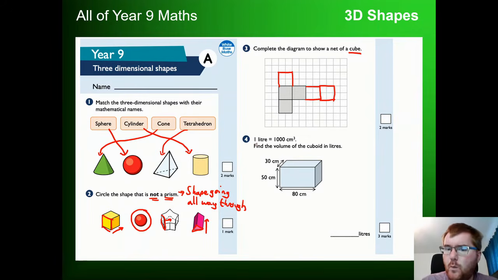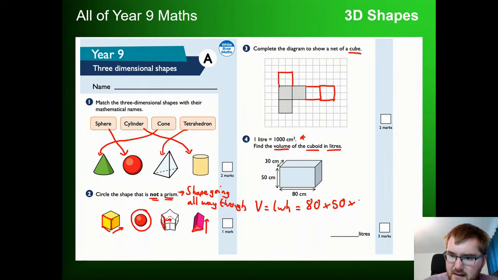Question 4. So 1 litre is equal to 1,000 cubic centimetres. So keep that in mind. I'm giving you that for a reason. And we need to find the volume of the cuboid in litres. So we're going to need to convert at the end. Now, to find the volume of a shape, it's one of the easiest formulas to remember. It's just length times width times height. So essentially we take each of these numbers, 80, 50 and 30, and multiply them together. So 80 times 50 times 30.